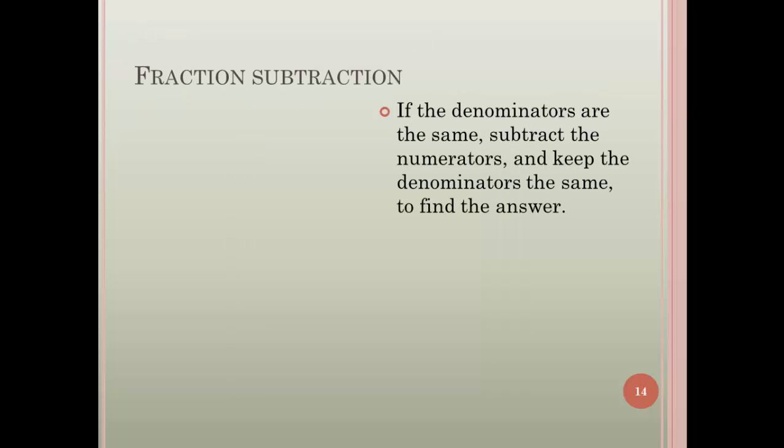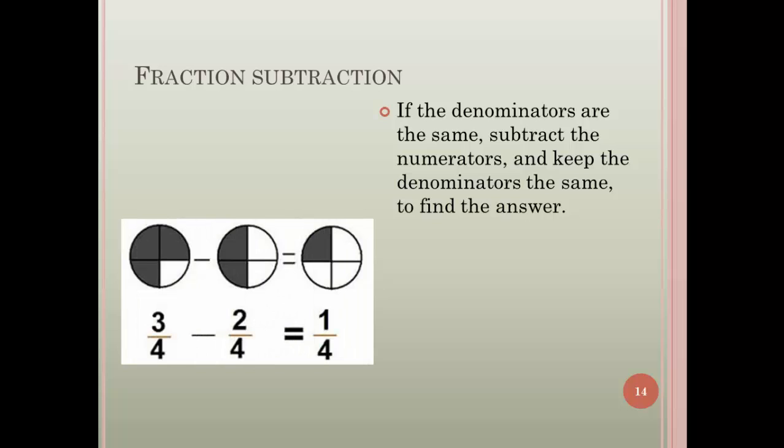Now, fraction subtraction. If the denominators are the same, subtract the numerators and keep the denominators the same to find the answer. Just like addition, the denominators stay the same. So here we have 3/4 minus 2/4 equals 1/4. Again, 4s all across the board on the bottom. And the top is just like a regular subtraction problem. 3 minus 2 equals 1 gives you 1/4.